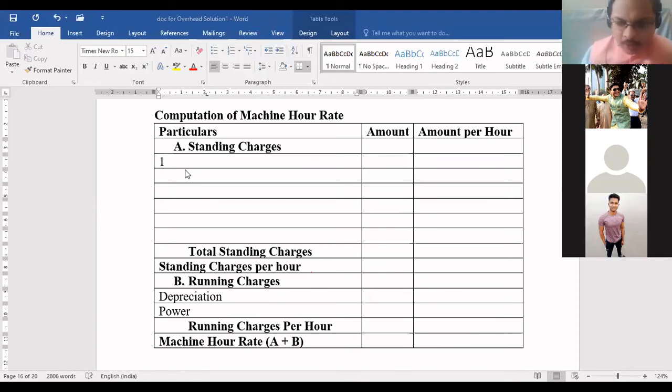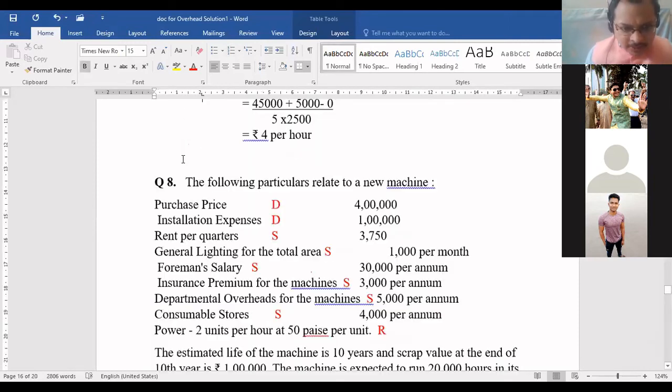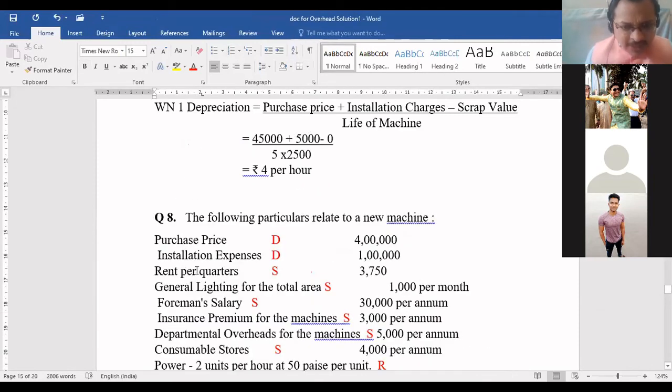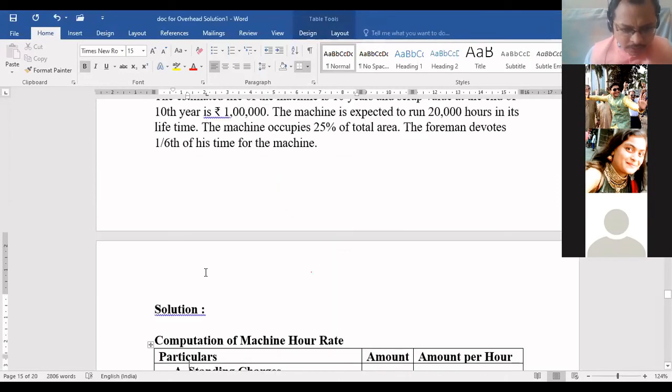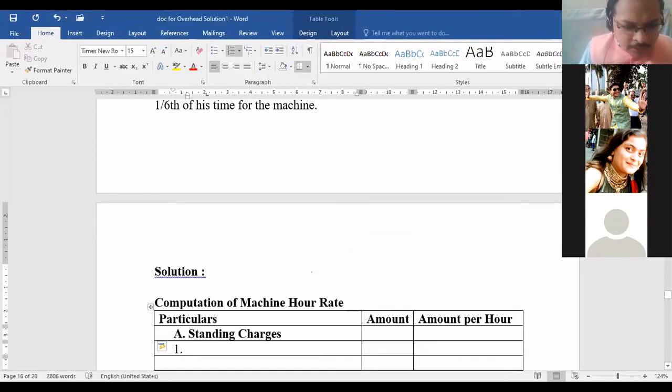Okay. Now very first standing charge. What did you get? Foreman salary. Is it foreman salary? Check again, beta. It is rent, na beta? Rent per quarter. So rent. Now come on, tell me what will be the rent value amount that should come here. 3,750. This 3,750 is for 1 quarter. Yes or no? Yes, sir.